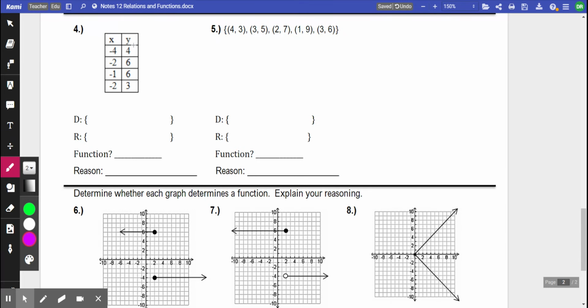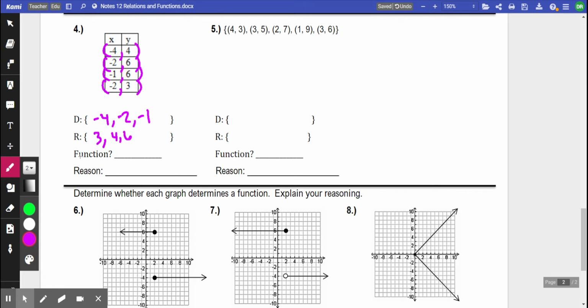For the next one, another table. Again, with your table, just look in your rows. These form your ordered pairs. So the elements of the domain, we have -4, -2, -1, -2. So in ascending order, the smallest number is -4, then -2, then -1. -2 repeats, so I'm not going to repeat it in my elements for my domain. My y values, I have 4, 6, and 3. So putting those in ascending order, that'd be 3, 4, and 6.